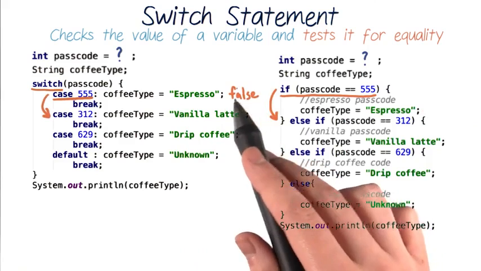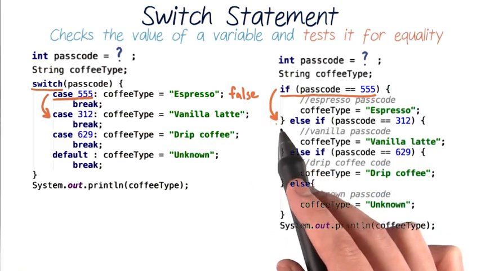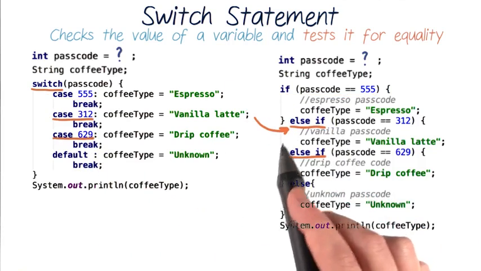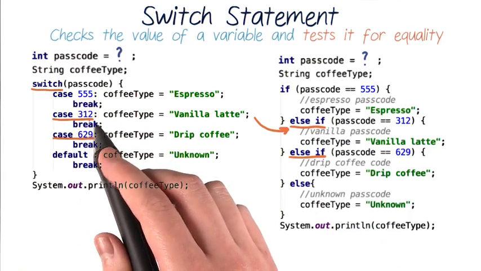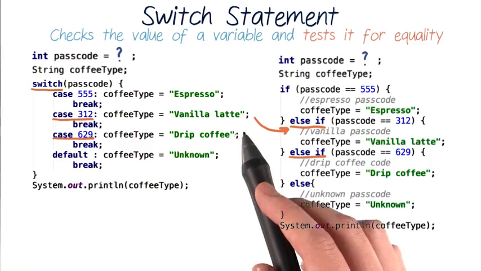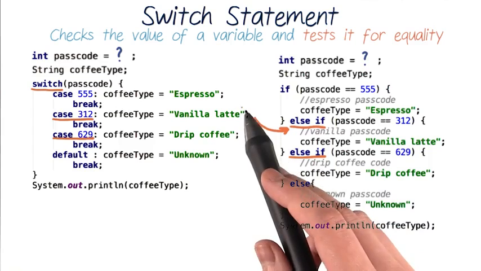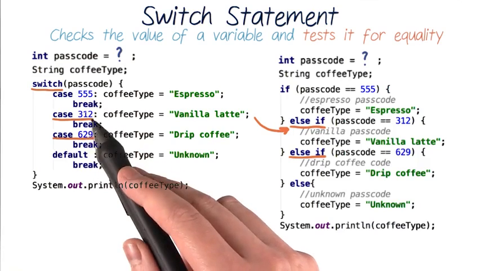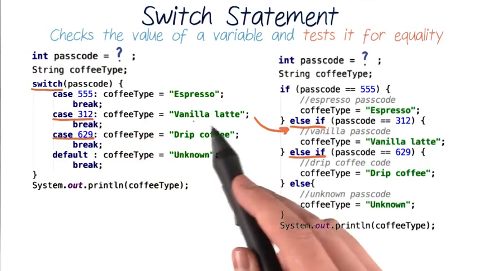But if our passcode is not equal to 555, then we'll move on to our next case, just like we'd move on to our next else if. And case 312 and case 629 correspond to our else if code. This case checks if our passcode is equal to 312. If it is, we set our coffeeType to be vanilla latte. If it's not, we move on to our next case, just like we'd move on to our next else if. So these 3 cases check for our 3 known passcode values. And if our passcode matches any one of these values, we'll enter the corresponding case code and set our coffeeType to the correct coffee value.